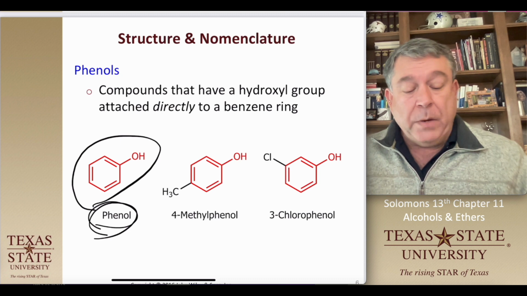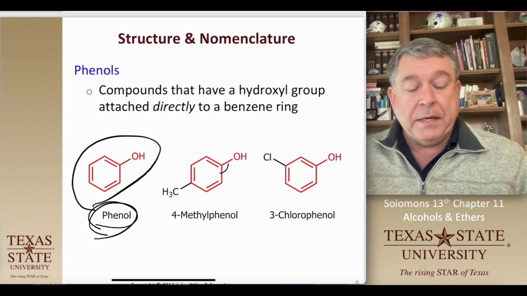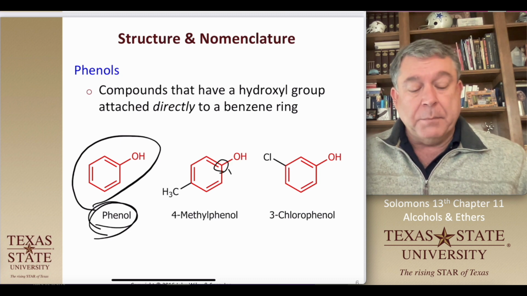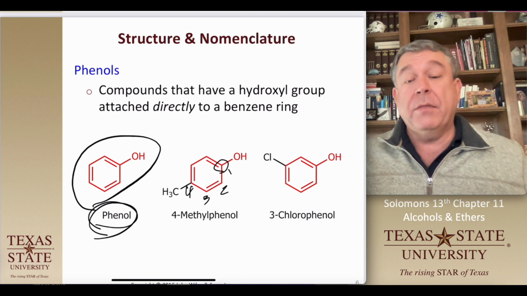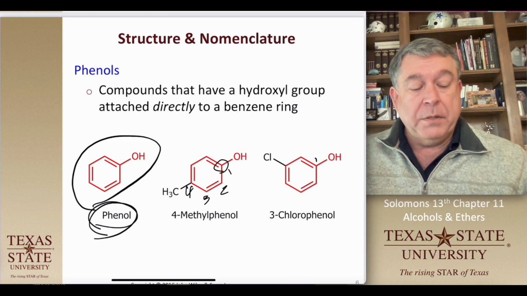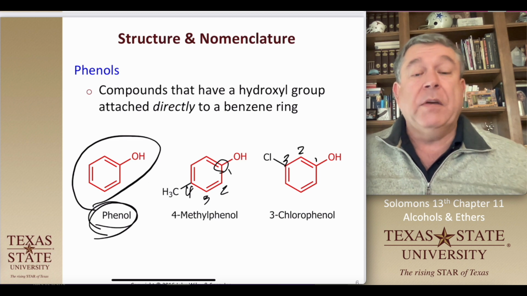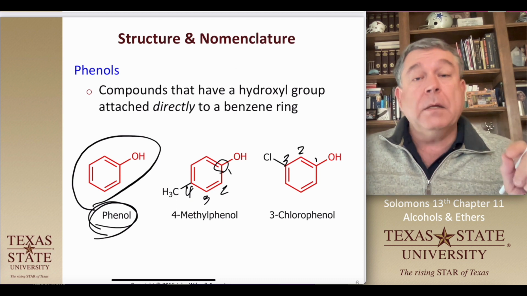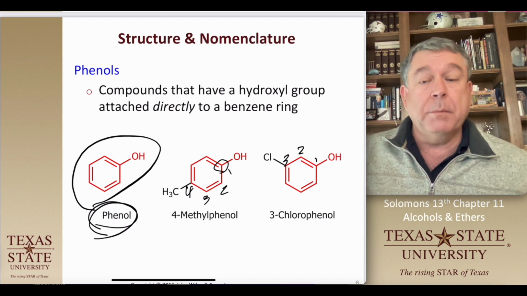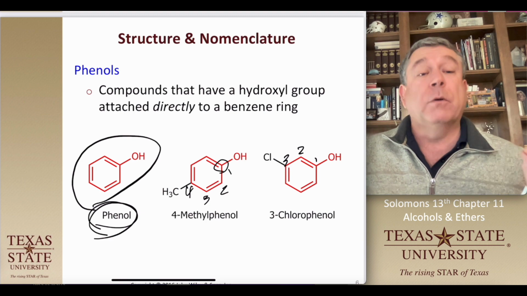Okay? And then we would name them for, because phenol is naming the group, that becomes our 1 position, 2 position, 3 position, 4 position. So we'd have 4-methylphenol, or 1 position, 2 position, 3 position, giving us 3-chlorophenol. But again, the most important thing is that the alcohol is on an sp2 hybridized carbon and is conjugated, therefore it has greater acidity.